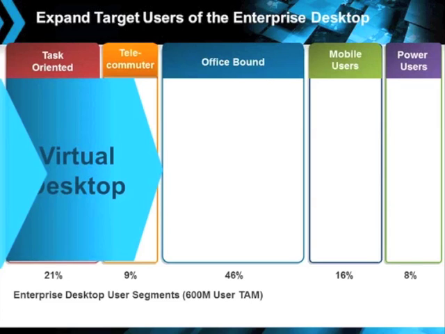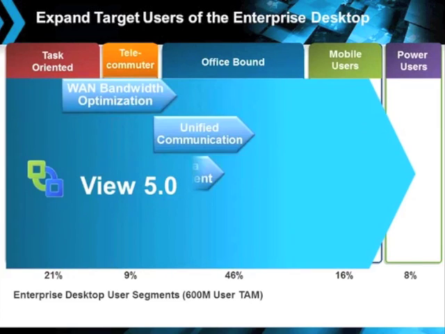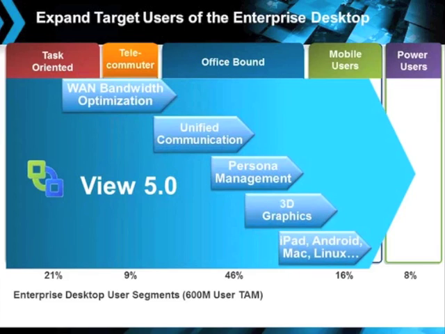With previous releases of desktop virtualization, the target audience was restricted to task-oriented workers or telecommuters. With advancements in the VMware View 5 release, the pool of candidates has increased significantly. Technology advancements in WAN bandwidth optimization, voice and unified communications, Persona Manager, 3D graphic capabilities, and increased client support are opening up possibilities.